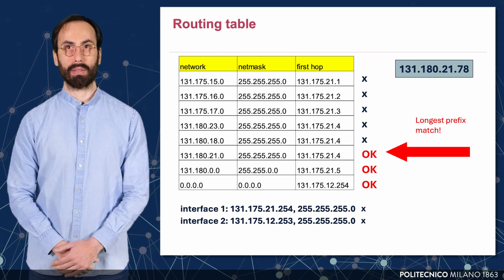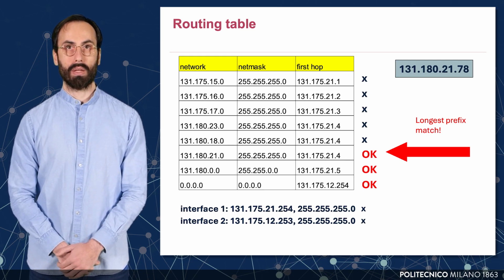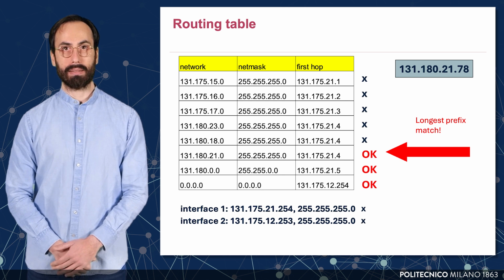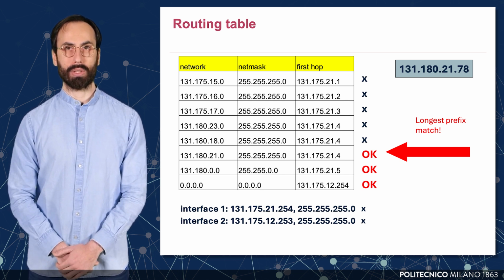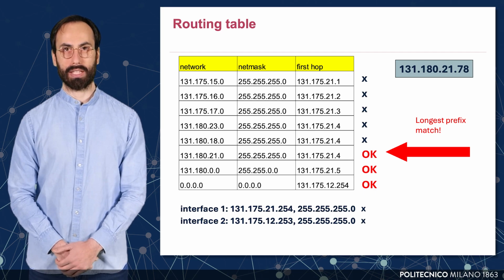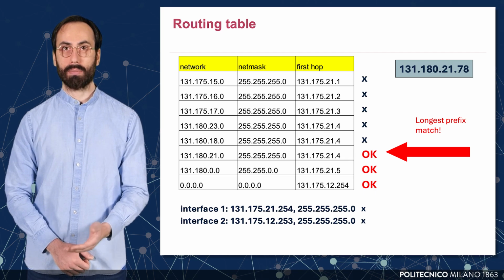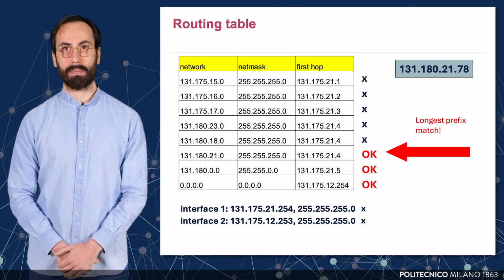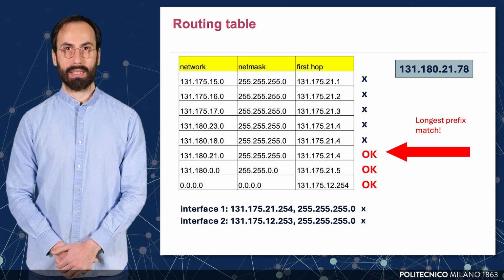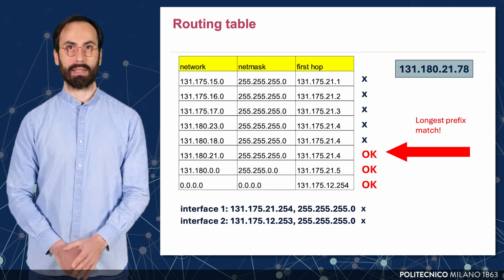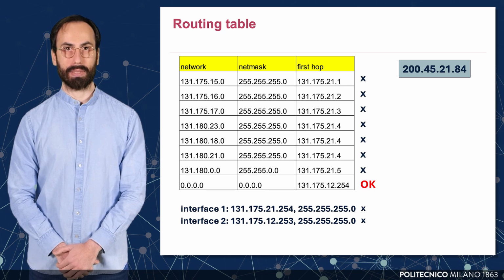In this example, the router finds 3 matches, one with /24, one with /20, and the default route. Among these, the most specific, or longest prefix match, is the one with /24. This is the route the router chooses, because it offers the most accurate path to the destination. The packet is forwarded to the corresponding next hop, as indicated in the routing table, and again, this will use interface 1. Let's now consider this destination IP.